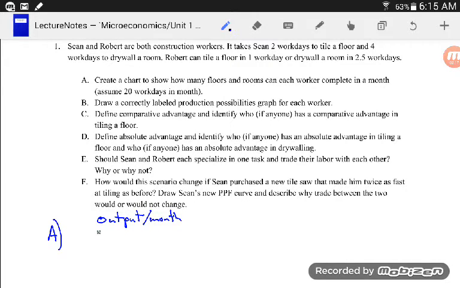And they can either do rooms or floors, and our 2 guys are Sean and Robert.